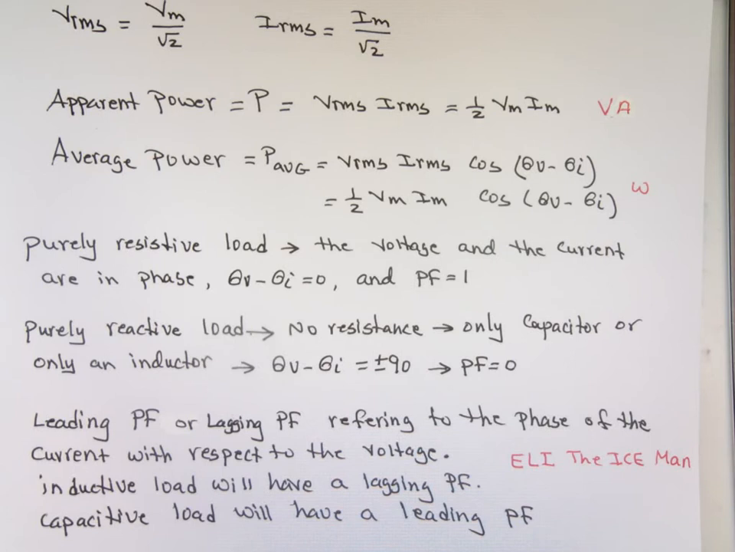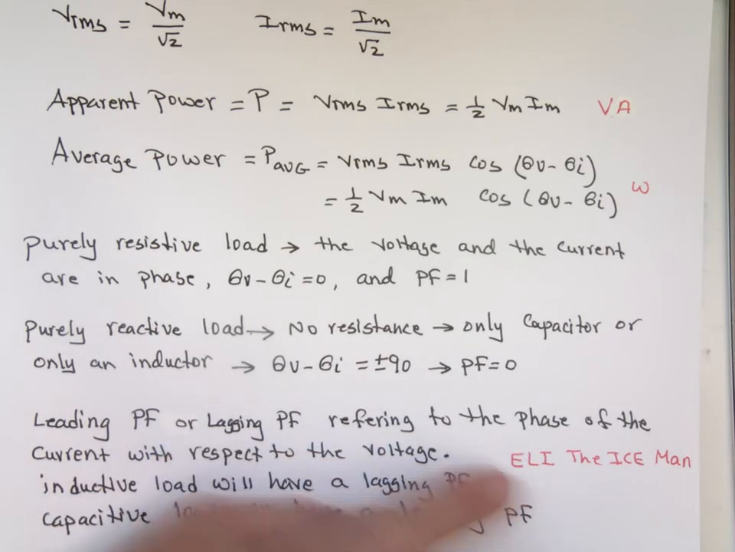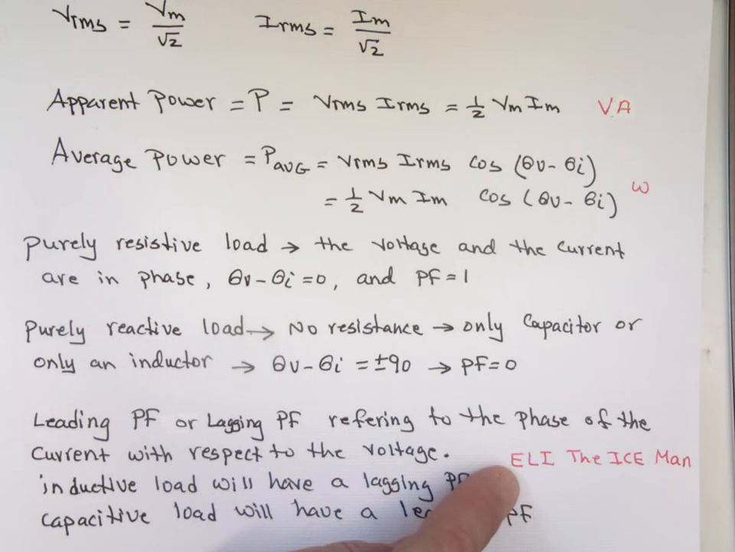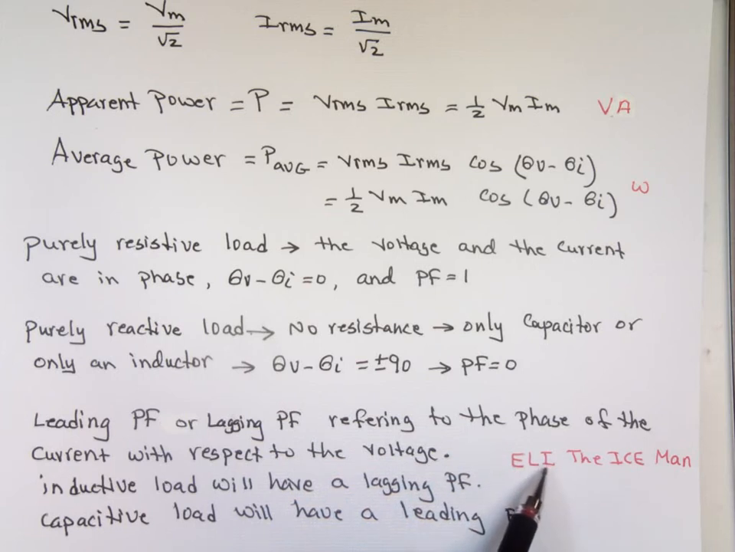So notice L for an inductor. In the inductor, where is the current in relation to the voltage? Is the current before or after? I is the current, E is the voltage. The current is after the voltage. The voltage is leading, the current is lagging, comes after. In the capacitor, look at the current in relation to the voltage. The current comes first. The current leads the voltage. In the inductor, the current lags the voltage. In the capacitor, the current leads the voltage. And that's the way most people remember which one is leading, which one is lagging.